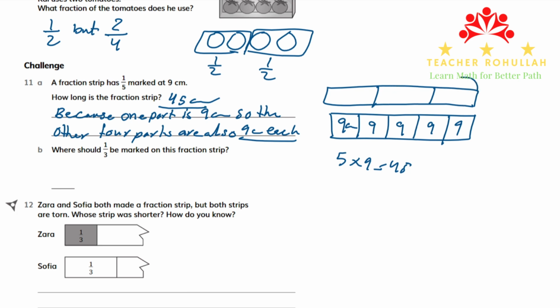Now here we know that the whole strip is 45 centimeters long. If we cut 45 centimeters into 3 equal groups, we will have 15 centimeters in each part, because 15 plus 15 is 30, and 30 plus 15 is 45. So 1/3 should be marked on 15 centimeters. Well, question 11 is also solved.